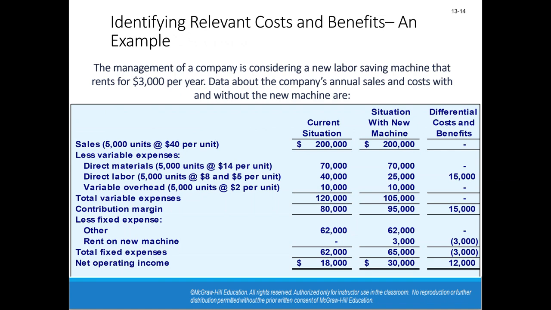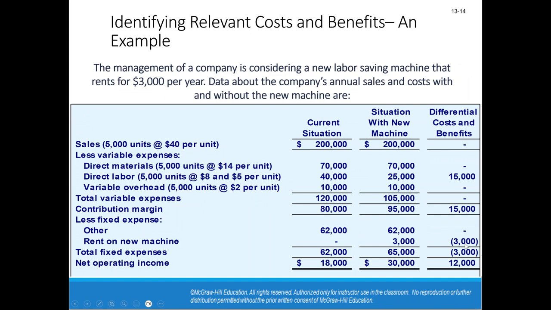So in this example, we're considering a new labor saving machine that rents for $3,000 per year. So the current situation, sales of 200,000, sales would not change, so there would be no incremental sales change. Direct materials would be the same, direct labor would decrease. So we would save $15,000 of direct labor by renting this new machine. Variable overhead wouldn't change. So the contribution margin would increase with the new machine. Then we add the fixed cost. So the fixed cost, nothing would change. Our fixed cost would stay exactly the same.